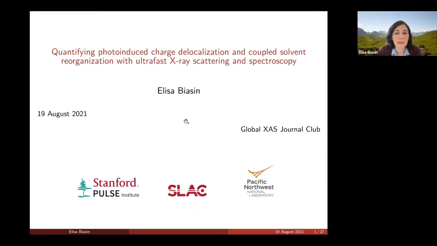In today's talk, as Jerry said, I'd like to show you how we have utilized ultrafast X-ray scattering and spectroscopy methods to probe charge delocalization and solvent reorganization upon photoinduced electron transfer in a molecular complex.